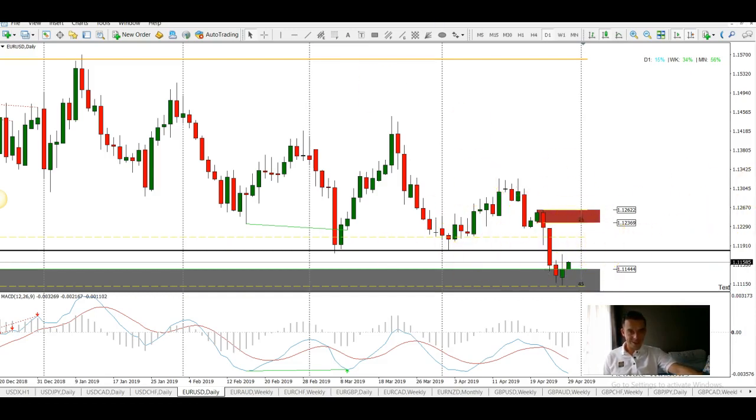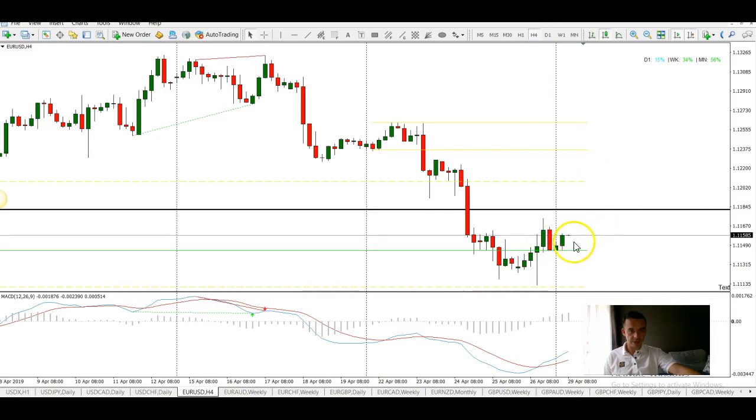So far, Euro USD day trading opportunities today. We're still in the trade from Friday. We'll let it run to first easy target.